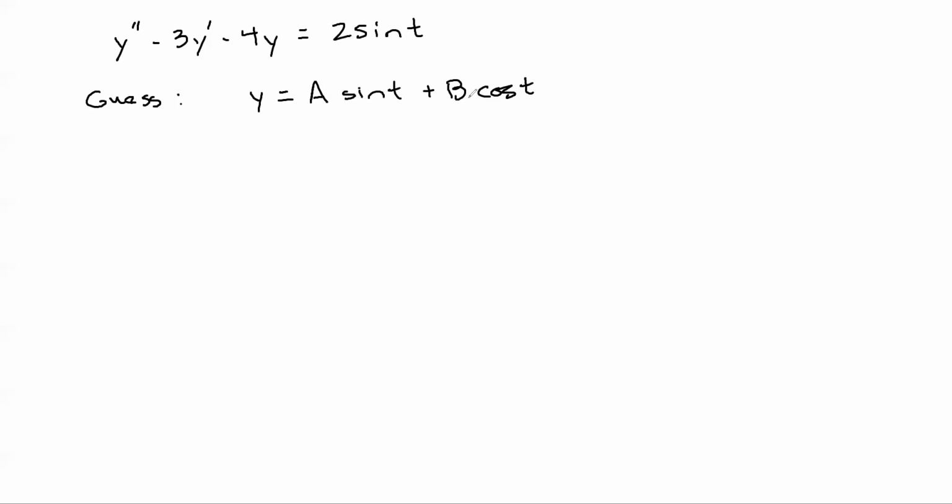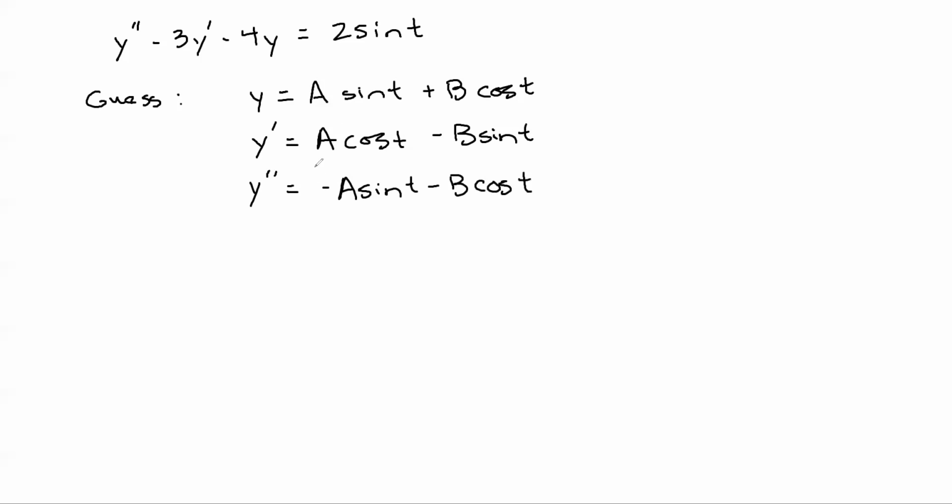And then from there, what you want to do is the same thing we did in the last one. You want to figure out, okay, what are the consequences of my guess? I'm going to get y prime equals a cosine t minus b sine t, and then y double prime I will get negative a sine t minus b cosine t. And then I could take these three things and plug them into the non-homogeneous.